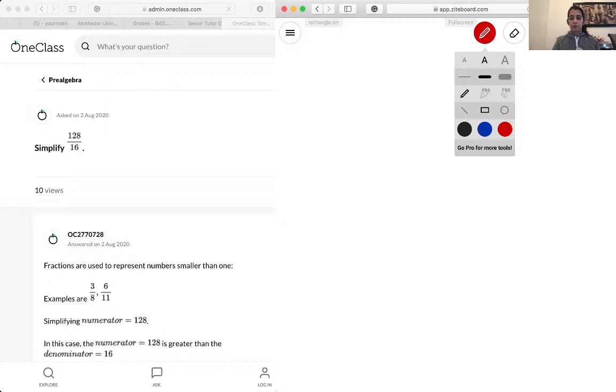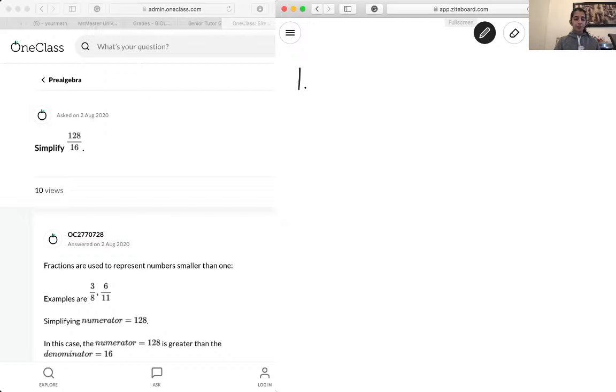So our first question is simplify 128 over 16. We can do this using two methods, the first one being long division and the second one being just reducing. So we're going to do the second method first. We're just going to write down 128 over 16.